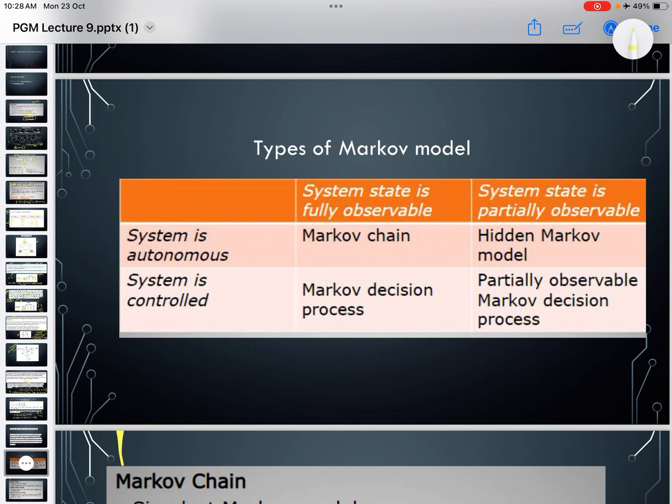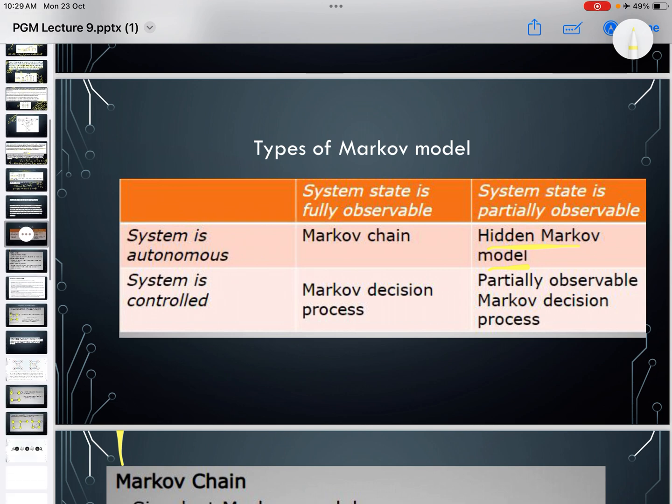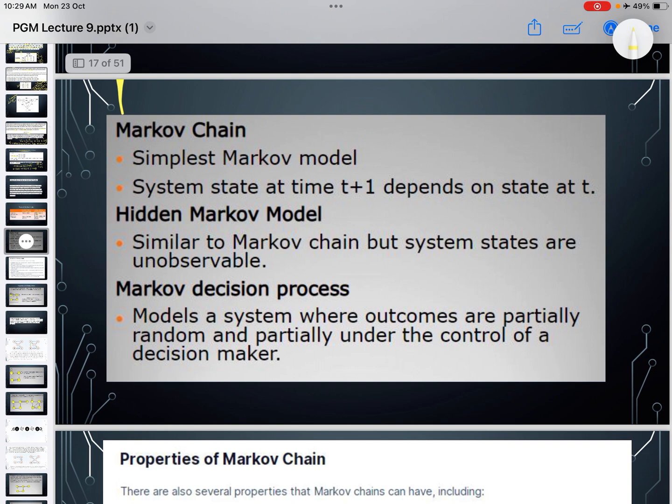Types of Markov models. System is autonomous and system state is fully observable: Markov chain. System state is partially observable: Hidden Markov model. System is controlled and fully observable: Markov decision process. Partially observable: partially observable Markov decision process.